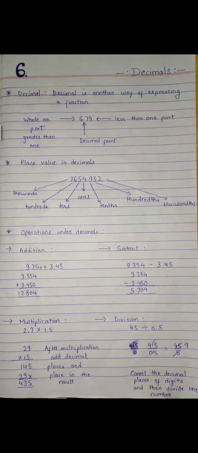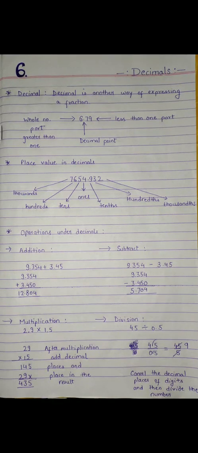As you can see on the screen, I have taken the example 9.354 plus 3.45 and I have solved it for you to make you understand how to do addition. Apart from that, you can see the subtraction also, 9.354 again, but this time I am going to subtract 3.45 from it. And while doing it, you have to memorize that the point value should be under the point value of the other number.